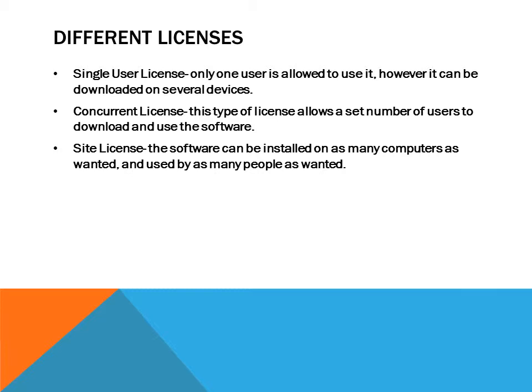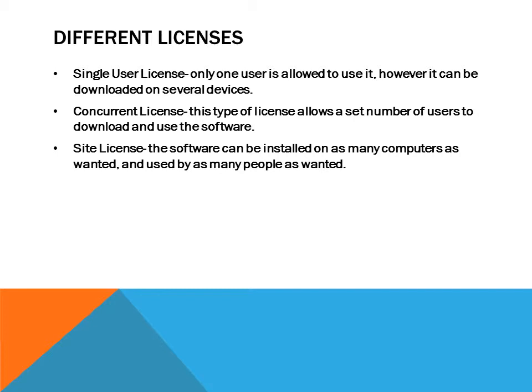A concurrent license is a type of license which allows a set number of users to download and use the software. The set number is based on when you purchased your license, and it can be anywhere from 2 to 4. Usually that's the range. That means the number on your license is how many devices you're able to download and use it on.